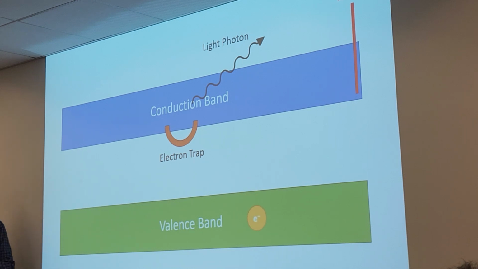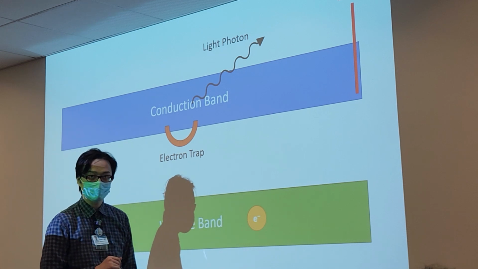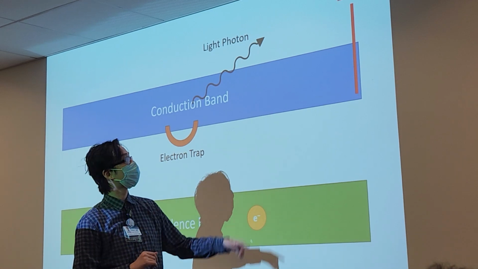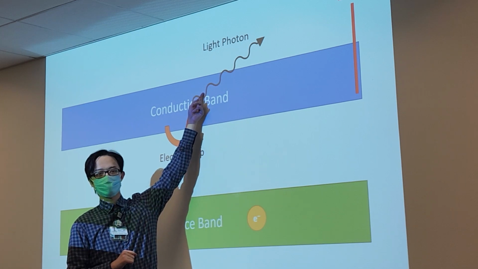So let's see, Jay had to stand up first. I have two questions. First, the light photon that is released is then captured by the photodetector. That is, yes. And then that forms our image. Correct.